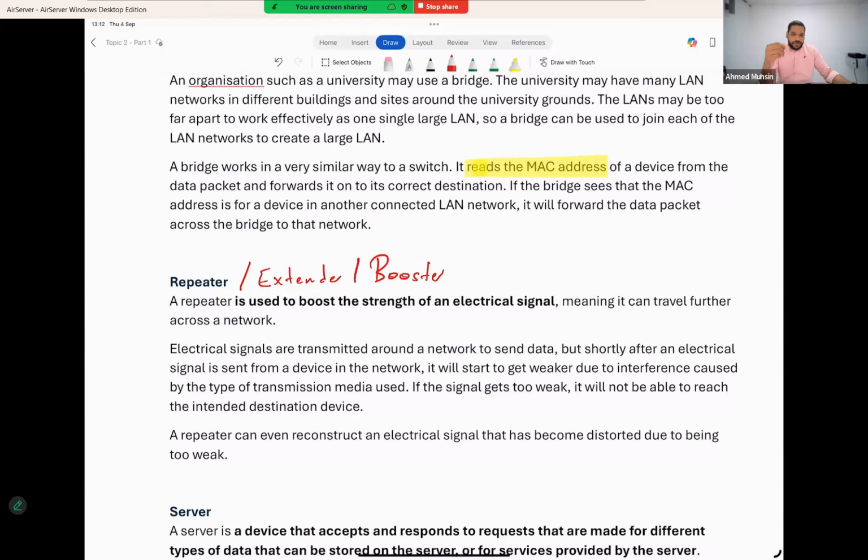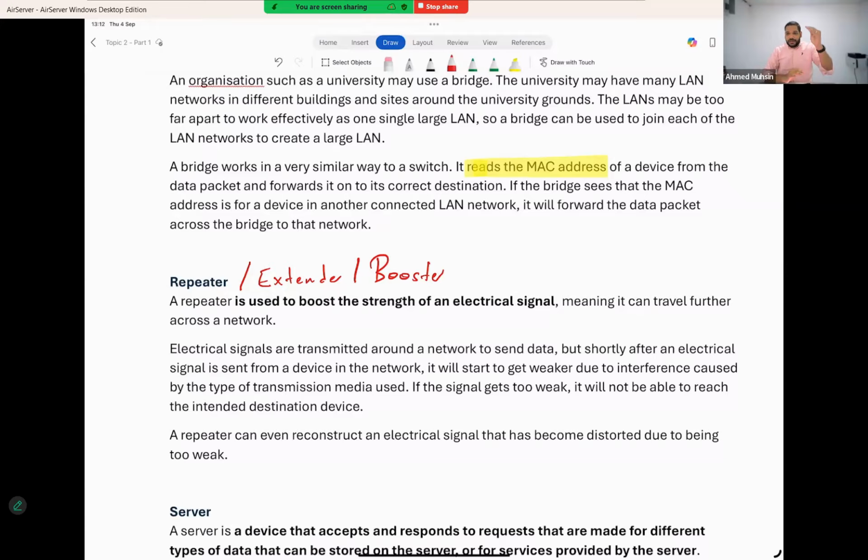So what can you do in between? In between, you can use something called a repeater. A repeater can reconstruct an electrical signal that has become distorted due to being too weak. Are we all okay with this?